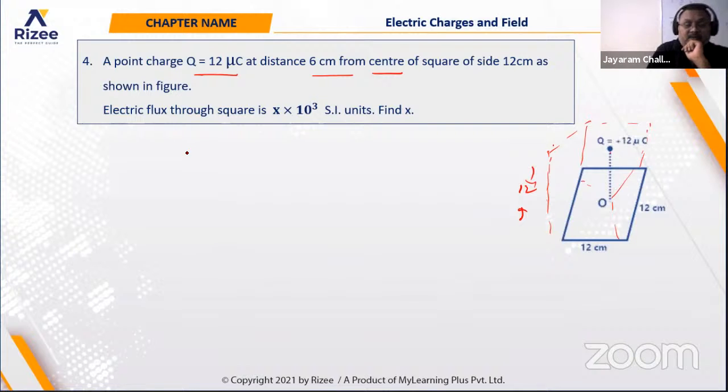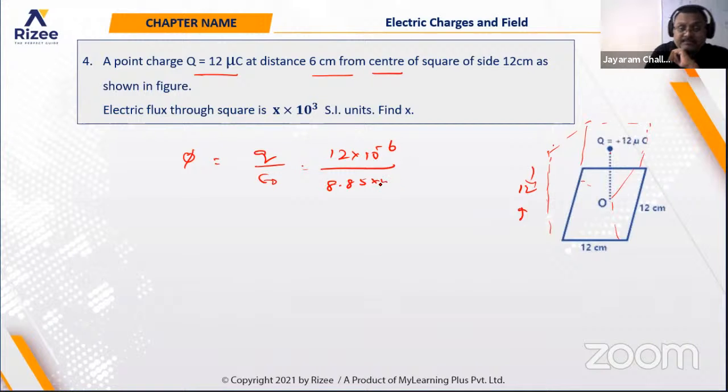Electric flux is asked. What is the formula then? Total flux phi is equal to Q by epsilon naught. Total charge is how much? That is 12 microcoulombs, 12 into 10 to the power of minus 6 by epsilon naught, 8.85 into 10 to the power of minus 12, and you can solve this one to get the value of phi. Got it? So this is one of the important things, please.